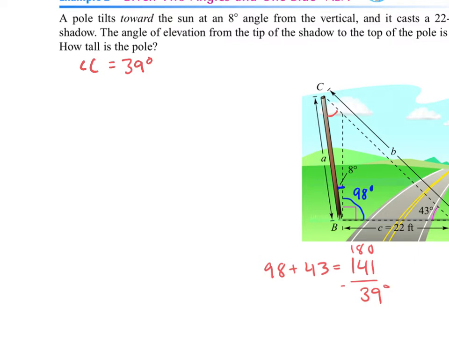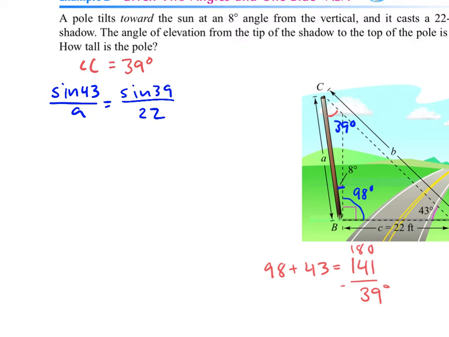Sine of 43 over A. Sine of 43 over A. And that's going to be equal to what? Sine of 39 over 22. Perfect. So since we have both parts for C, we have to set it equal to that. So then we have sine of 39 over 22.